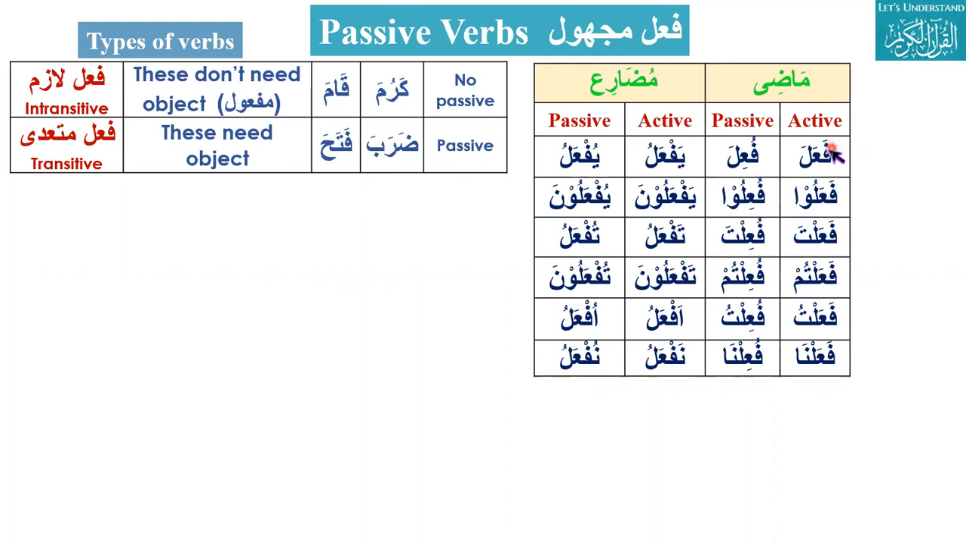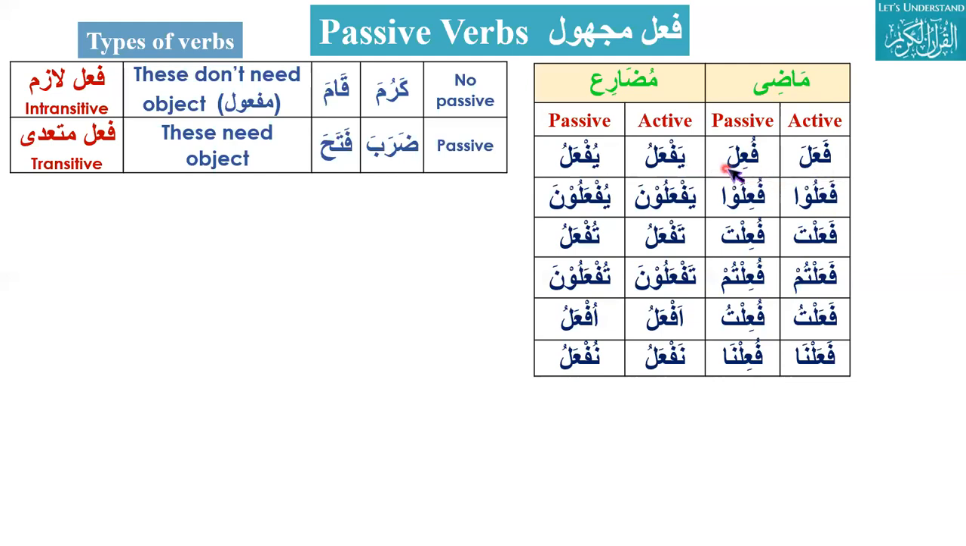The first letter changes from zabar into pesh, and the second last letter will have kasra. All the verbs: the first letter will have pesh, dhamma, and the second last letter will have kasra. Yeah. Okay.